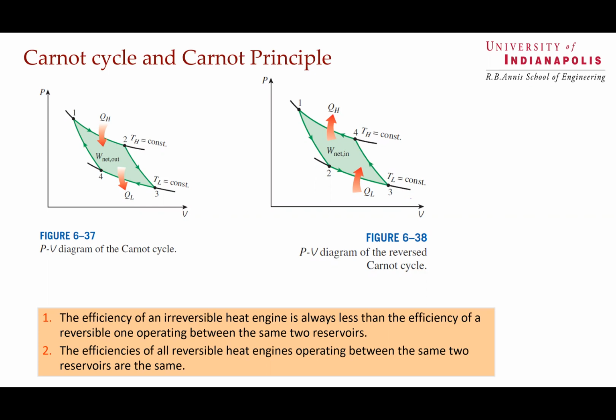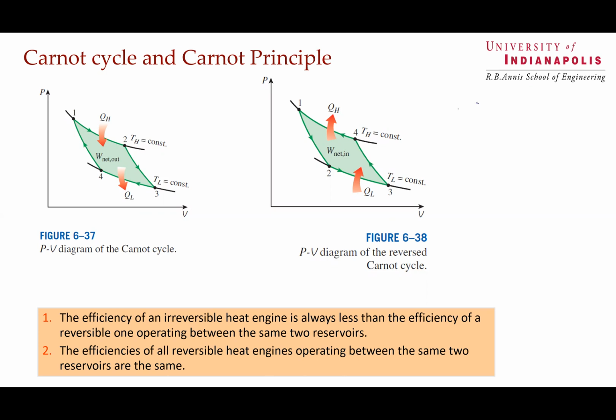1 to 2 is reversible isothermal expansion, and 2 to 3 is reversible isentropic expansion, and you have a reversible isothermal compression, and then we have reversible isentropic compression. So these are the complete reversible cycles. Whenever a heat engine operates on a complete reversible cycle, that heat engine has the maximum efficiency in between a given set of thermal reservoirs.